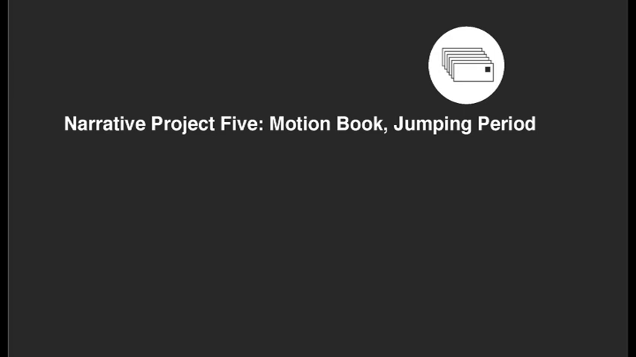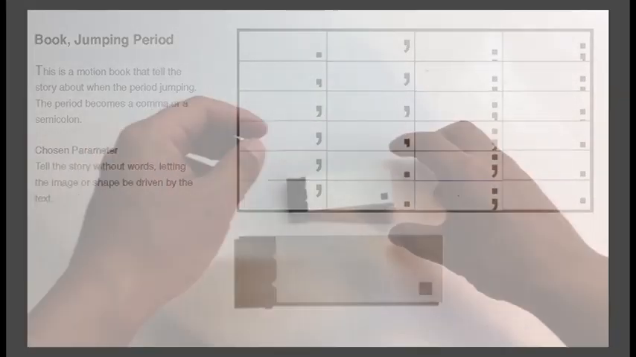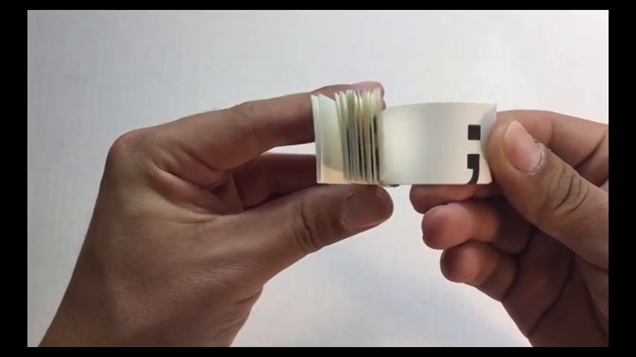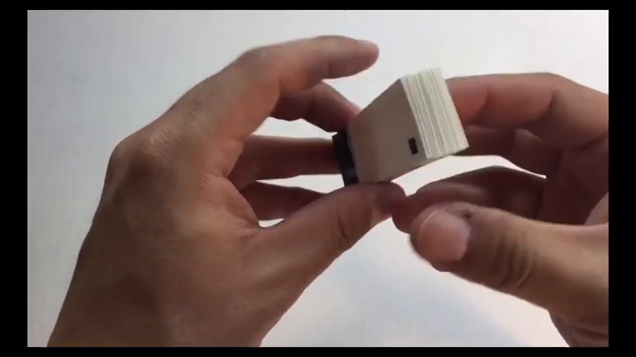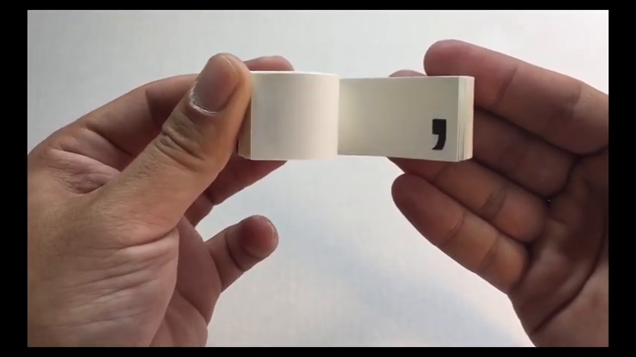The last book is The Jumping Period. This is a motion book that tells the story about the jumping period. When I go through the book, the period becomes a comma. Later, it brings another period and becomes a semicolon. I was surprised that small difference but make huge different meaning.